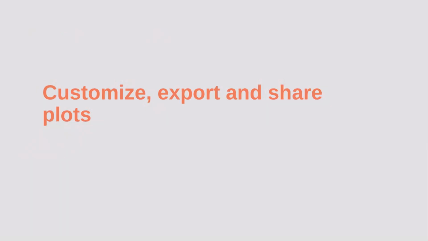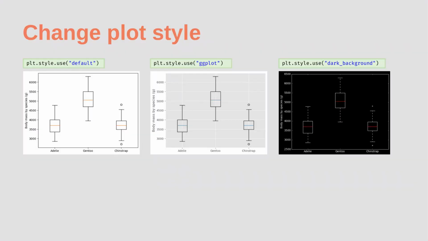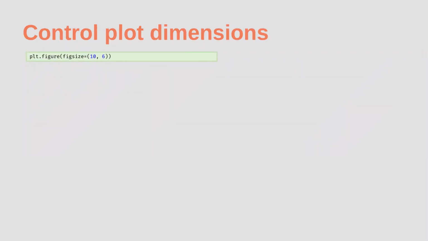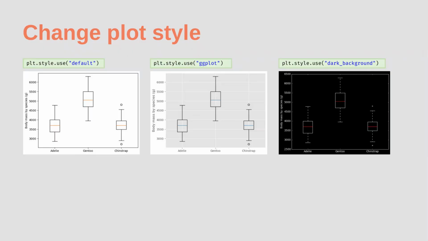Now that we have an understanding of how to create different types of plot, let's look at how to export high-quality plots for use in presentations and publications. We can change the overall plot style by adding the plt.style.use method. There are several preset styles in the Matplotlib online documentation. The default style is called default.